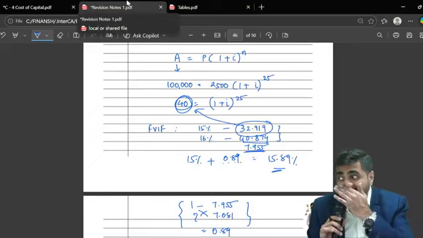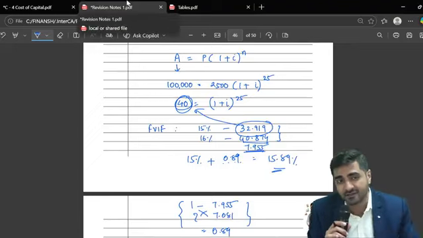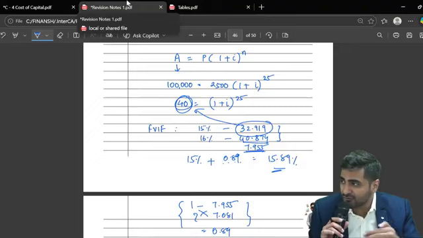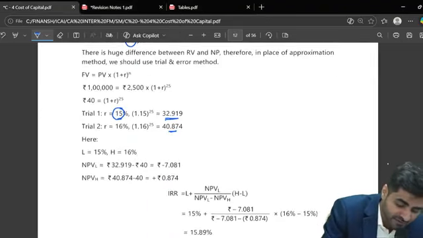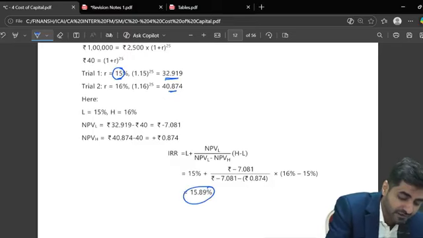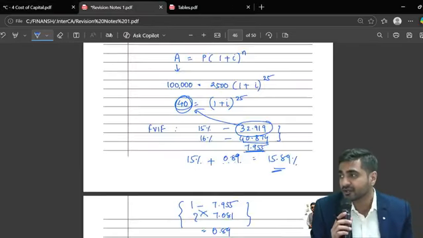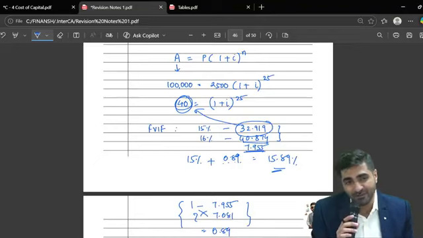So you don't have to increase your factor from 15 to 16%. You just have to go from 15 to 15.89 and you will be getting that 40. So that's your interest rate, which is nothing but 15.89%. Are you guys understanding this? Okay. So with the help of these tables, you will be able to get it.